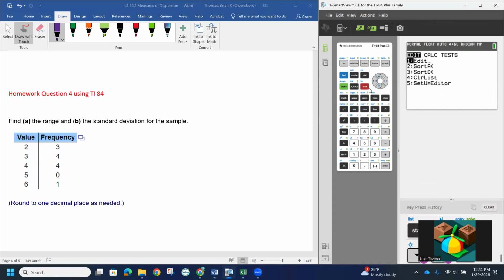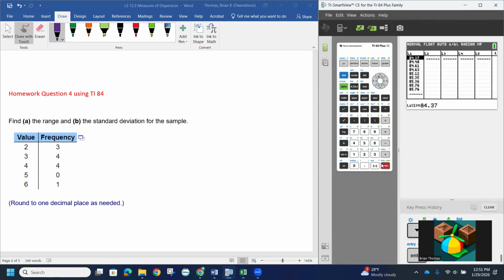So I go to Stat, go to Edit, and I've already got stuff in L1. I'm going to clear that off, hit clear, drop down. So I'm going to pause a moment. I'm going to put these values into L1 and these values into L2. I've got the values in L1 and the frequencies in L2.